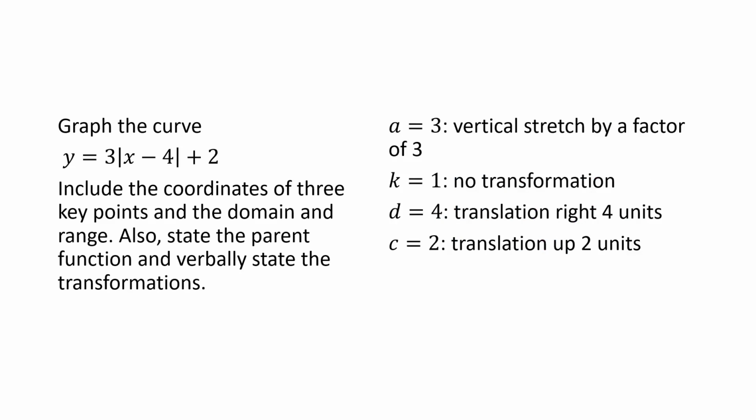To state the transformations, if a equals 3, there's a vertical stretch by a factor of 3. If k equals 1, there's no transformation. If d equals 4, there's a translation right 4 units. And if c equals 2, there's a translation up 2 units.